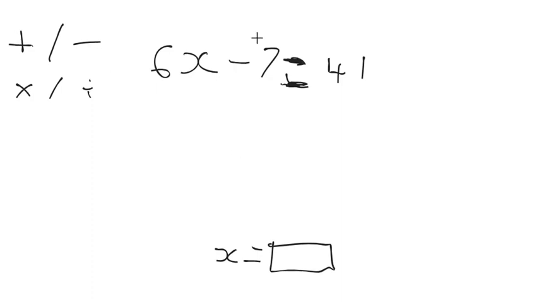Alright, so if we want to get from this 6x minus 7 to this x, what we've got to do is the opposite of everything that has happened to x that's turned it into 6x minus 7. Well, what's happened to x? It got turned into 6x. So in order to do that, you've got to times it by 6. So it got times by 6.